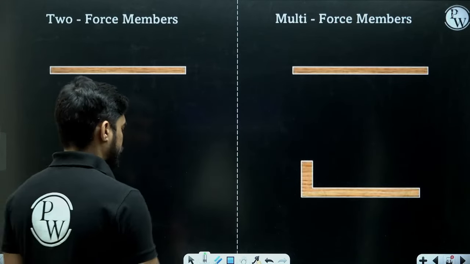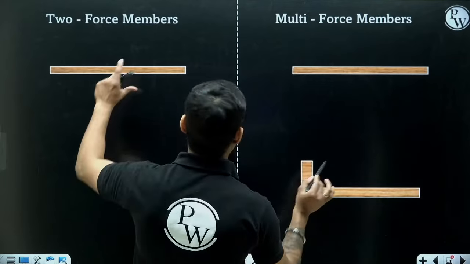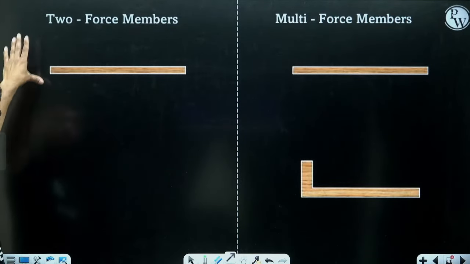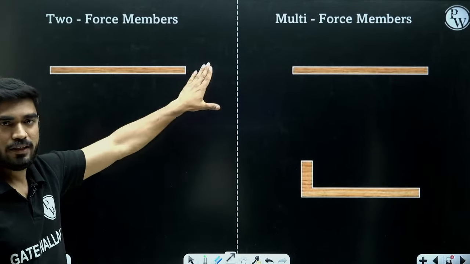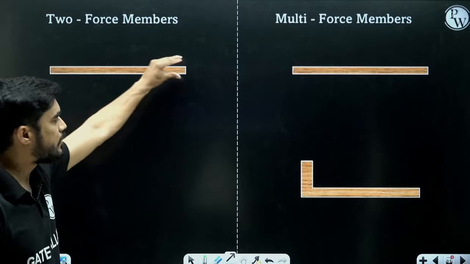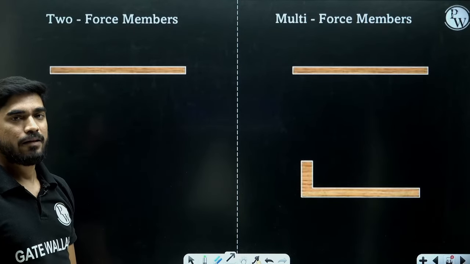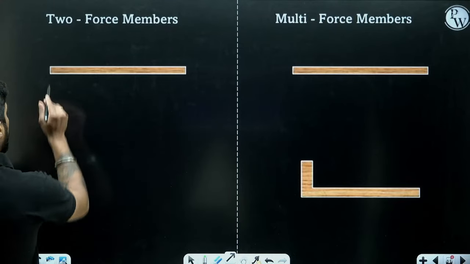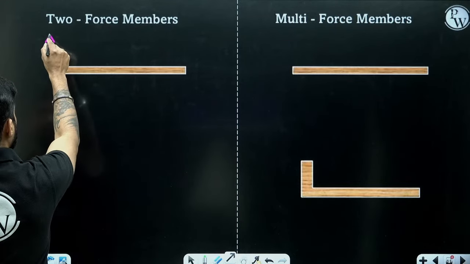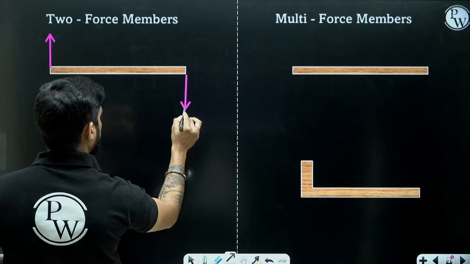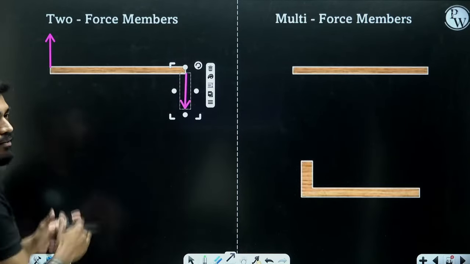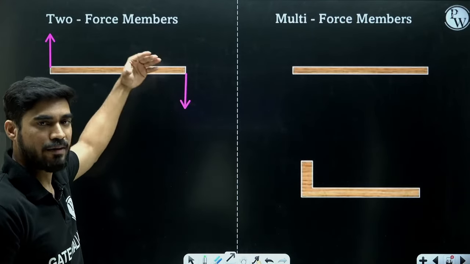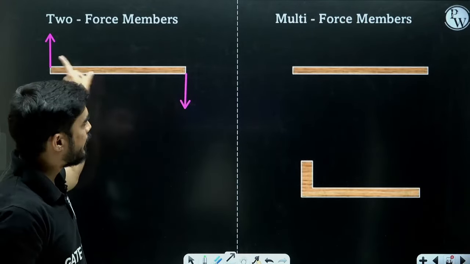Two-force means what? See, if this member is subjected to only two forces, okay, let's say this member is connected to other members at this end and this end, it means the forces will be acting only at these two ends. Okay, so if it is subjected to the forces only at the ends, that forces cannot be like this. Because there is no other force in between. Okay, we have only forces at the ends. Because it is connected to other members only at the ends. So force will be acting only at the ends.